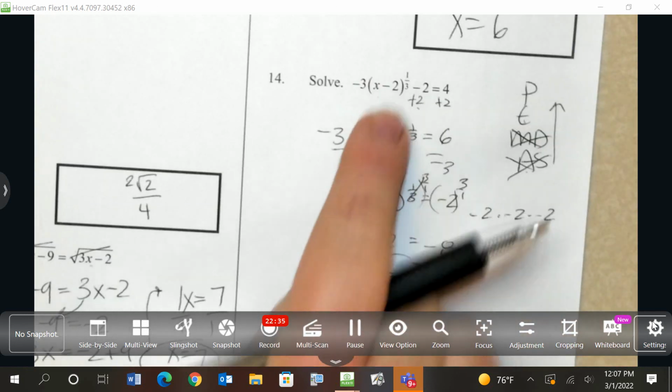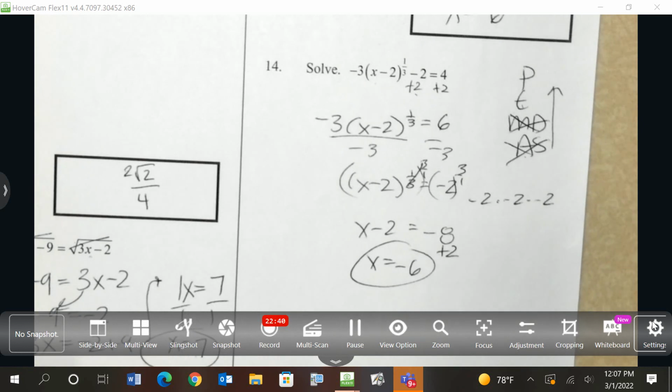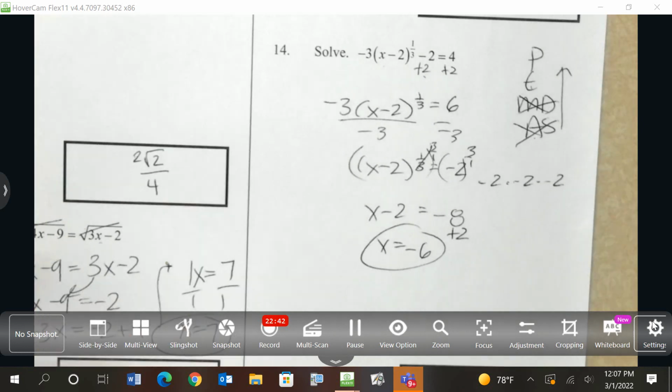I do have to plug it in to make sure it does work. It does work when I've gone through it, so x equals negative 6 is the correct answer. I got these two.